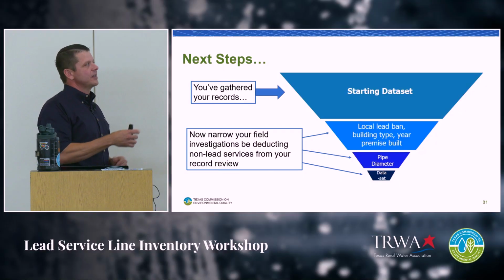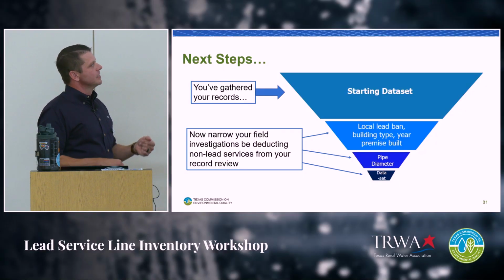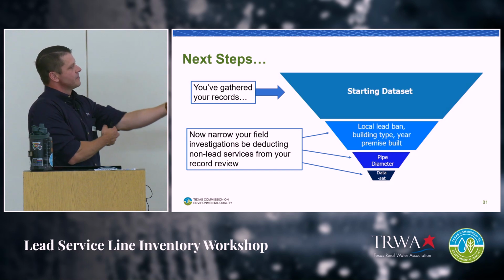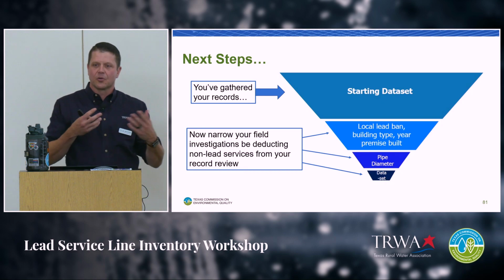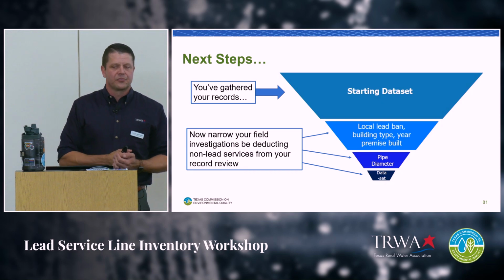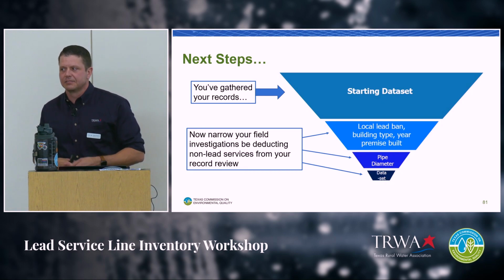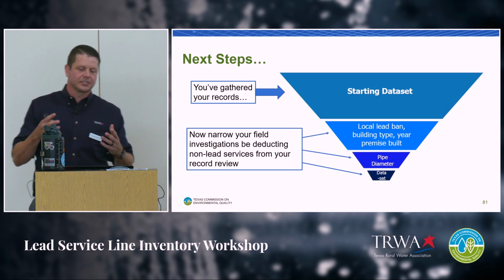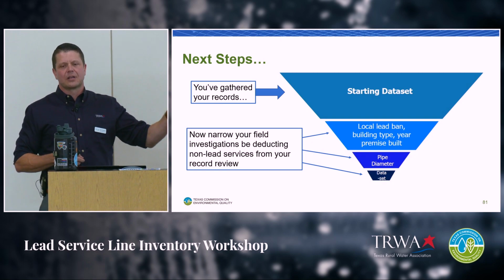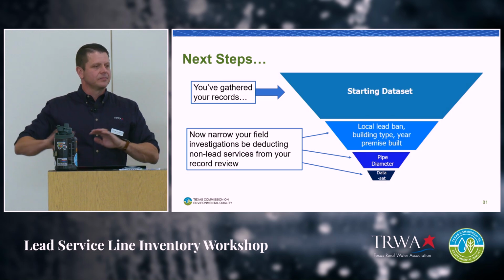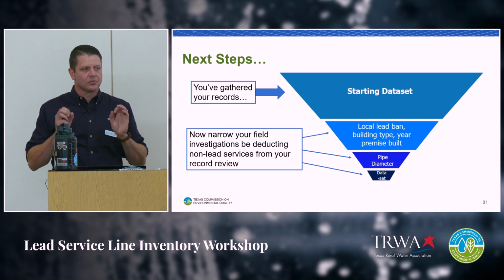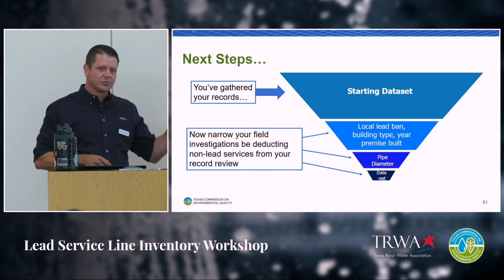All right, next steps. We went through the various ways you're supposed to be gathering your data. So you're starting your information, your data set, and now you're working on narrowing down the fields of what you really have to go out and spend more time in. So you've found the information to say that a certain section of your utility or your system is after 1989. You're narrowing those down. You have documentation, you've dwindled it out. We don't have to worry about those. Those are lead-free.